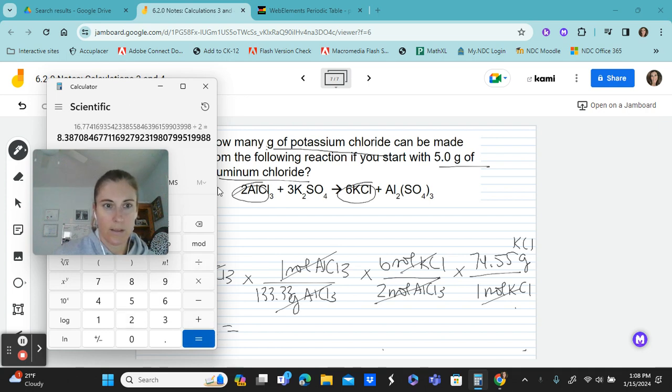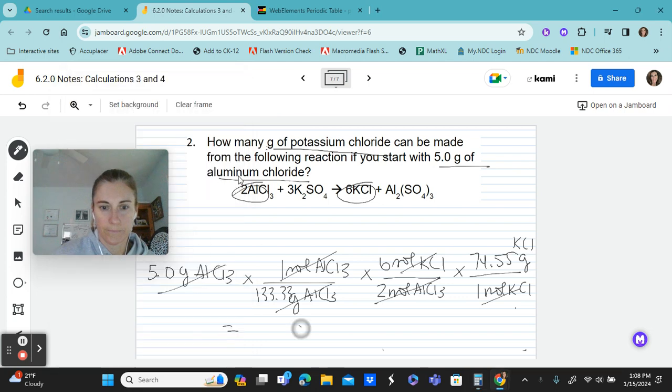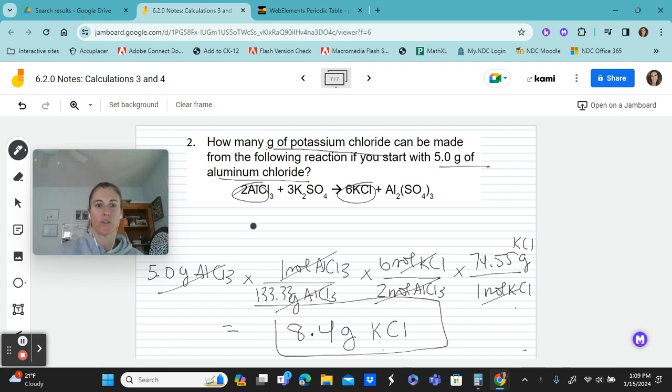So we get 8.4 grams of potassium chloride. So in theory, I should create 8.4 grams of potassium chloride should I start with 5 grams of aluminum chloride.